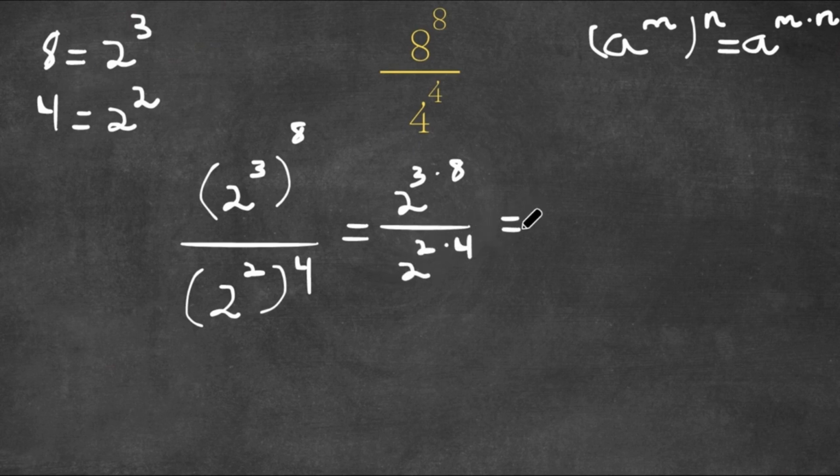This is equal to, well, 2 to the power of 3 times 8. 3 times 8 is 24. So we have 2 to the power of 24 over 2 to the power of 2 times 4. 2 times 4 is 8. So we have 2 to the power of 8.